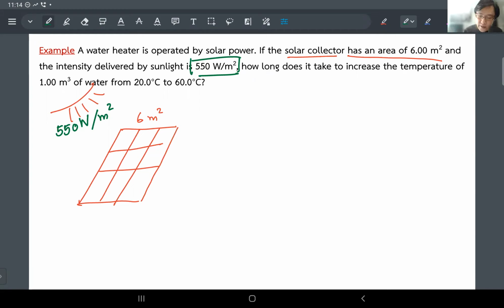So first things first, how much energy do you need to warm up a cubic meter of water from 20 to 60? All right, so we can calculate the amount of energy that you need to transfer to this water from mc delta T. Does that make sense? Okay, so far so good. What is the mass of a cubic meter of water, guys? Cubic meter of water, what is the mass of this?